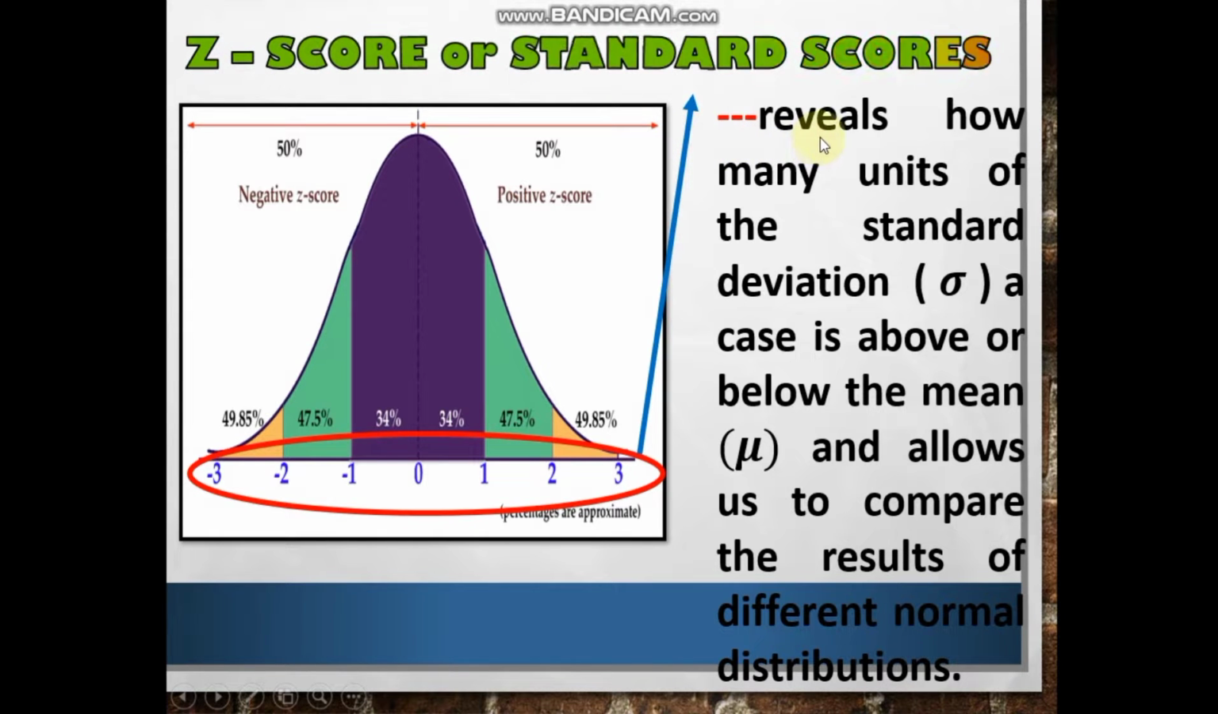What is specifically z-score? It reveals how many units of the standard deviation a case is above or below the mean, and allows us to compare the results of different normal distributions. So, ang ibig sabihin, z-score daw is pinapakita lang kung gaano kalayo yung mga scores sa mean. Take note, yung mean dito is in the center, because again, mean is the measure of central tendency. So, nasa gitna. Lagi yan.